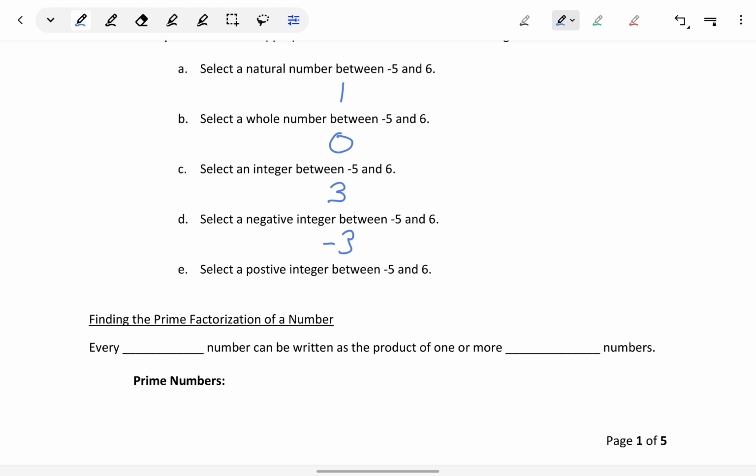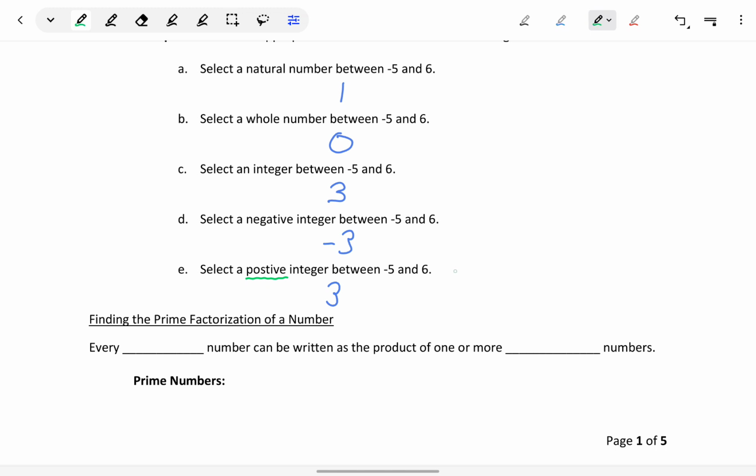In part E, we're asked to select a positive integer between -5 and 6. When we say positive integer, we mean a value that's strictly greater than 0. So for instance, we could choose 3 again. That's a positive integer between -5 and 6.